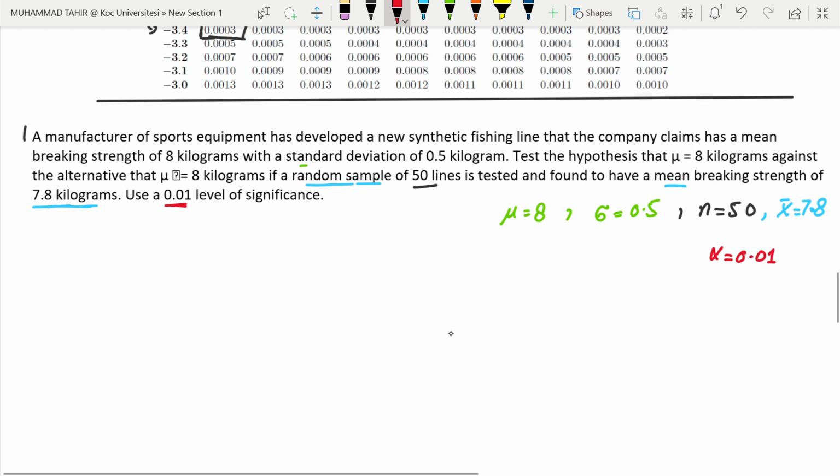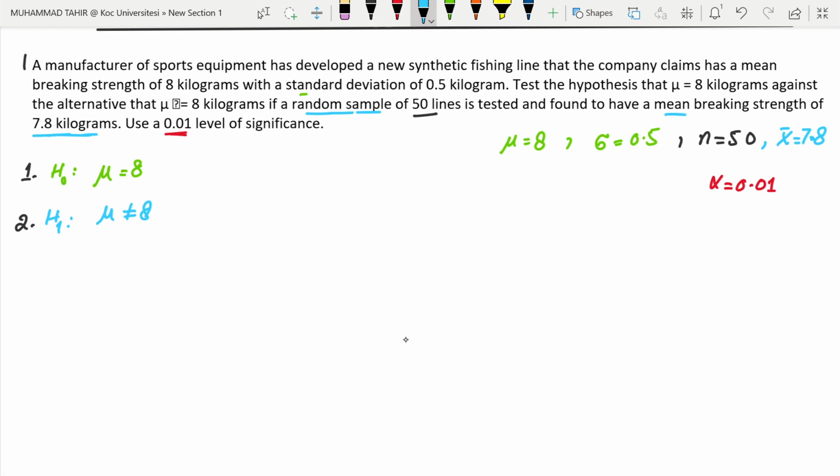Now let's write these points. 1, write the null hypothesis h0, which says that mu is 8. Write the alternate hypothesis, which says that mu is not equal to 8. ये given है, यहाँ पे ये not equal है. And third, before moving to third, I always forget, we need to plot. It's not necessary but recommended.